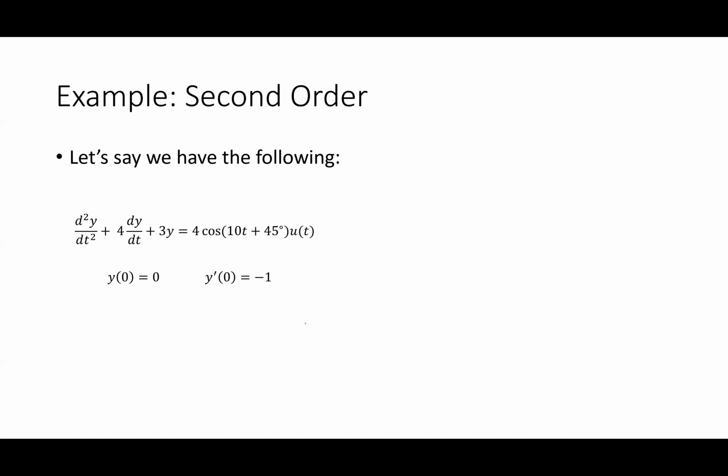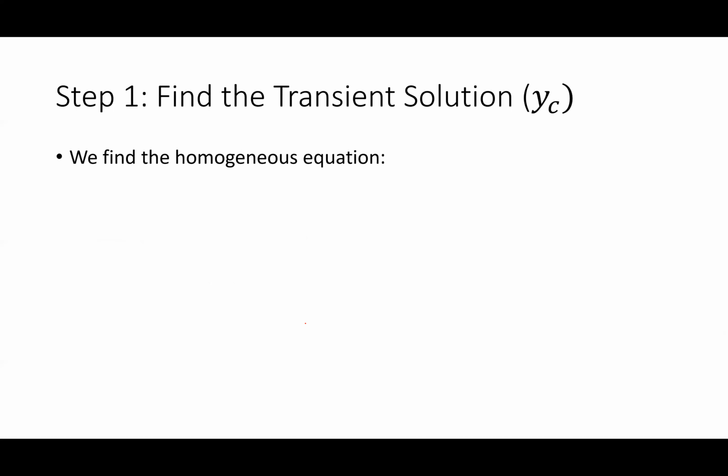In this case, what's my particular solution going to be? Skip ahead to my particular solution. What's that going to be? It's going to be A cosine(10t plus phi). I know that my particular solution is going to be a cosine, which means to figure out what the values are there, I'm going to use complex exponentials. So we're going to get to that. All right, let's first do the homogeneous part here.